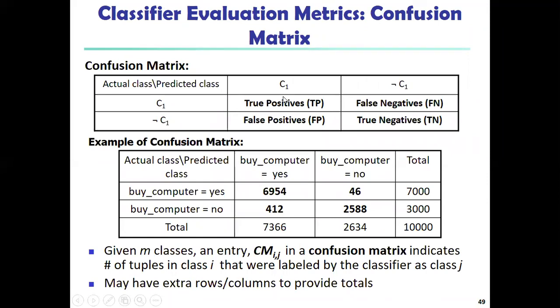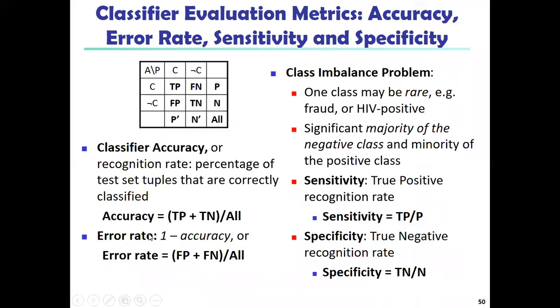Summation of all the four cells. That means TP plus FN plus FP plus TN. Okay, that is the way we can calculate the accuracy or classification accuracy. And error rate is just the opposite of accuracy. 1 minus accuracy is equivalent to the error rate.